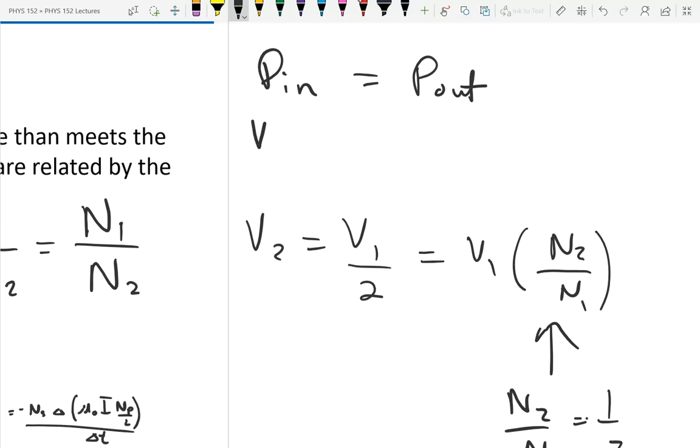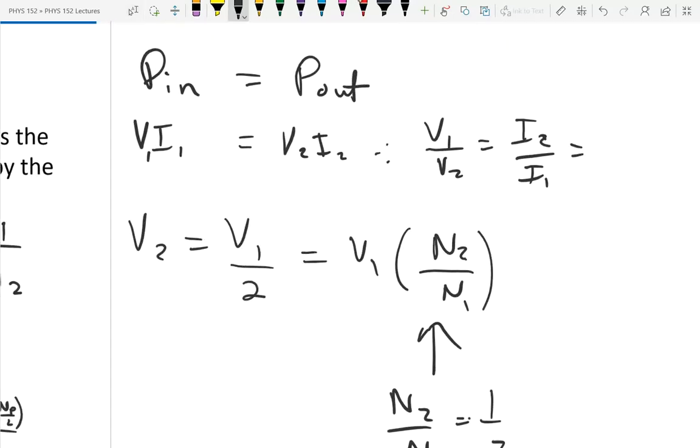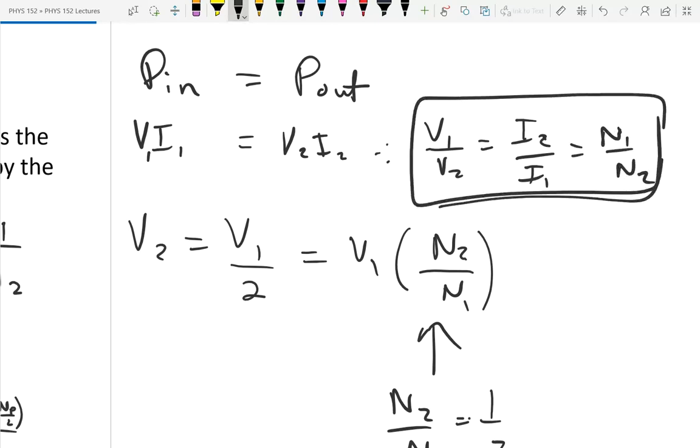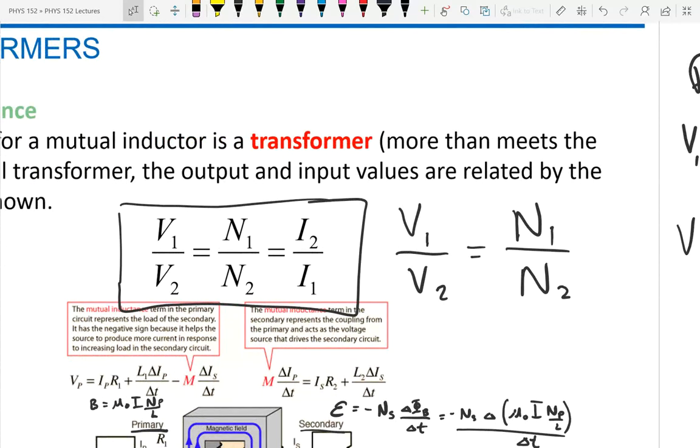For electricity, voltage 1 times current 1 is power in. Voltage 2 times current 2 is power out. So I should have voltage 1 over voltage 2 is equal to current 2 over current 1. And since voltage 1 over voltage 2 was equal to N1 over N2, then I have really 3 relations: between the currents, between the voltages, and between the number of turns in each one. Or same thing I wrote right here.